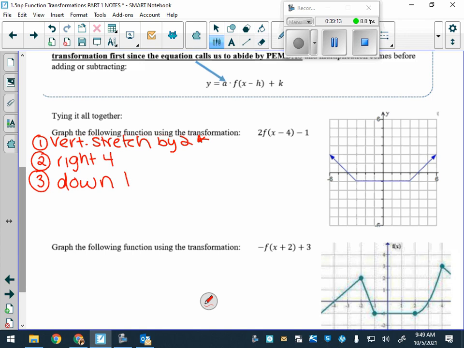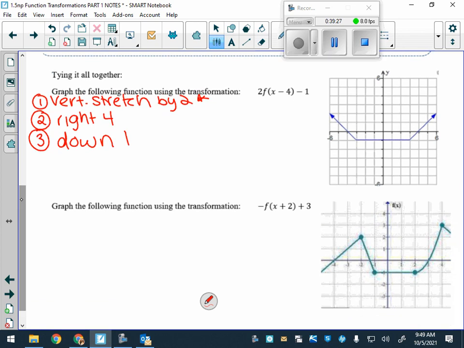So we know right 4 affects the x, so that could be done at any time. However, vertical stretch and down 1 affect the y, so the stretch has to happen first. You have to multiply first. I'm going to give you points to work with, which we're going to do too. We have -5, 1, -3, -1, 3, -1, and then 5, 1. These are the points we're going to transform.